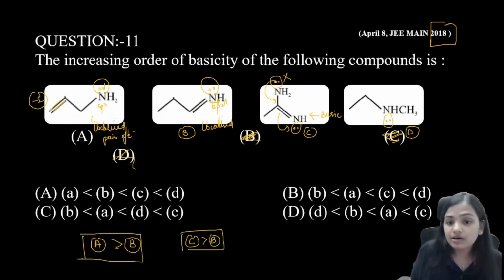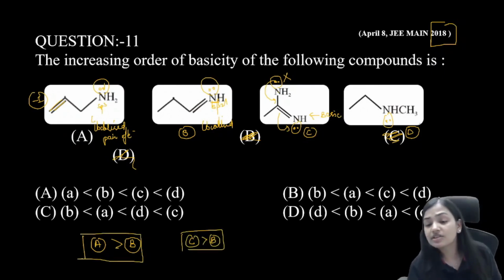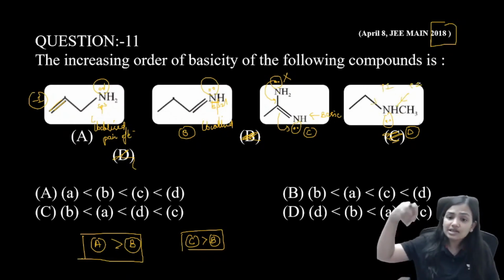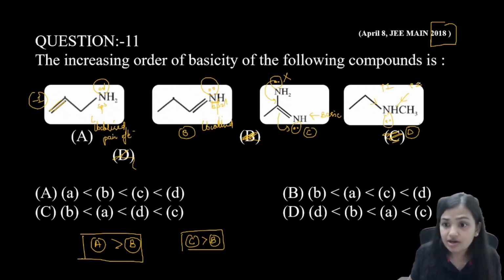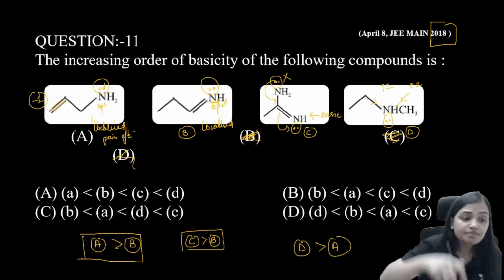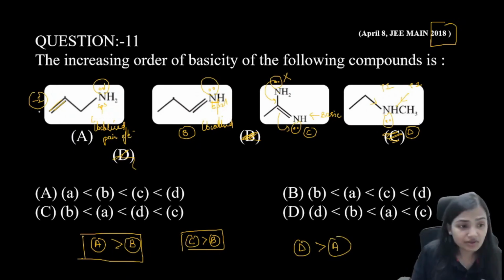Okay, now if you have to compare with option D, here we have the nitrogen and here we have two plus I effects. This is also increasing the electron density over the nitrogen. So if you compare option A and option D, I will say that option D is going to be more basic than option A. Why? Because in D we have more plus I effect, so more electron density is increasing, but here we can say that there is the minus I effect of this double bond.